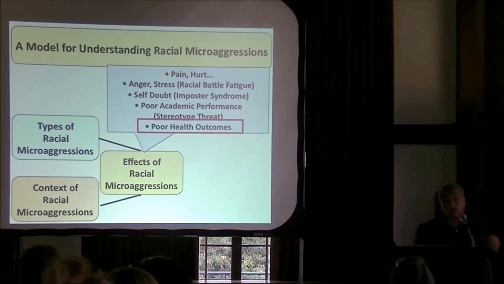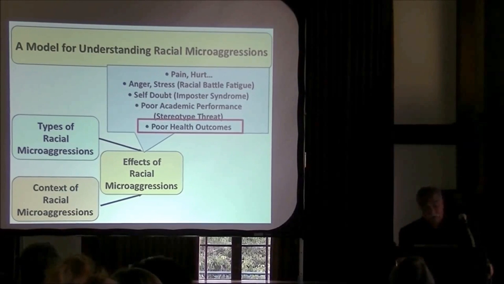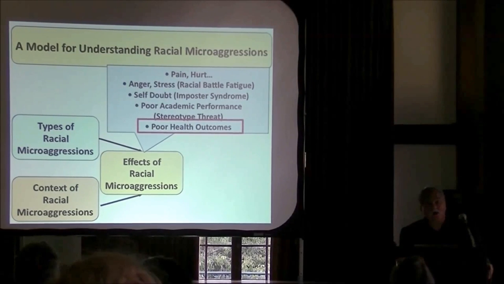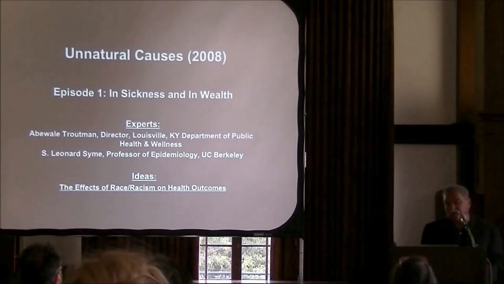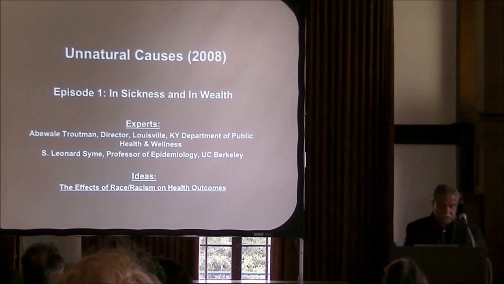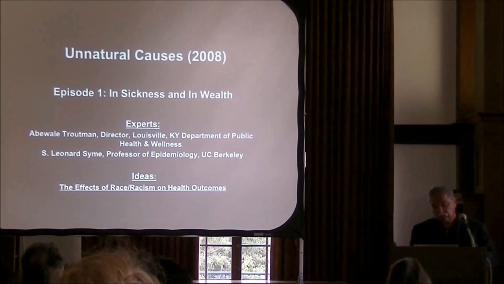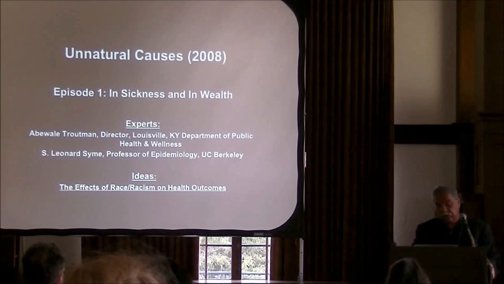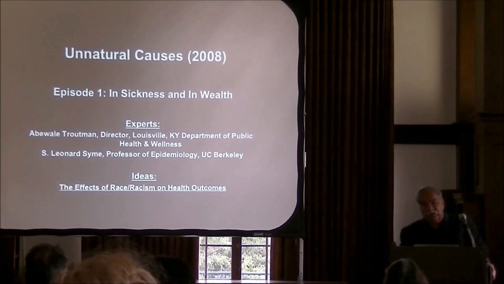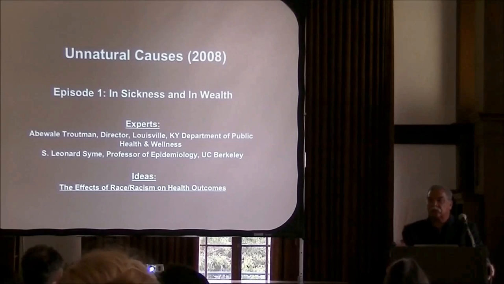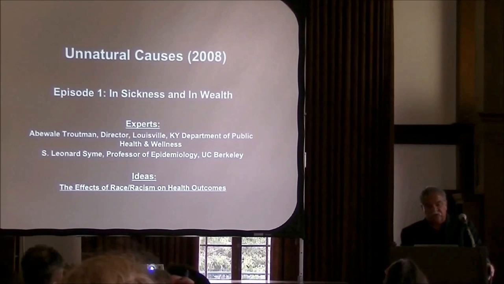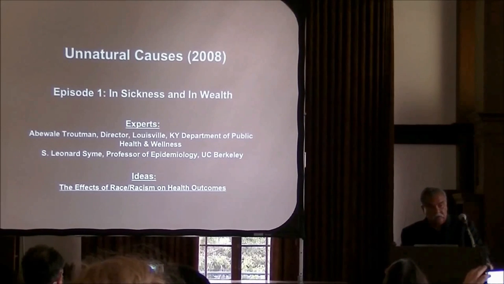But the poor outcomes is one of those things that I think I want to focus on. I mean, just how everyday racism affects the health outcomes for people of color, those on the receiving end. And so I'm going to share with you a short snippet called Unnatural Causes, a 2008 film, actually a series of videos. I'm not sure if you have them here in your video library or DVD library. There's seven episodes. The first episode is called In Sickness and in Wealth.